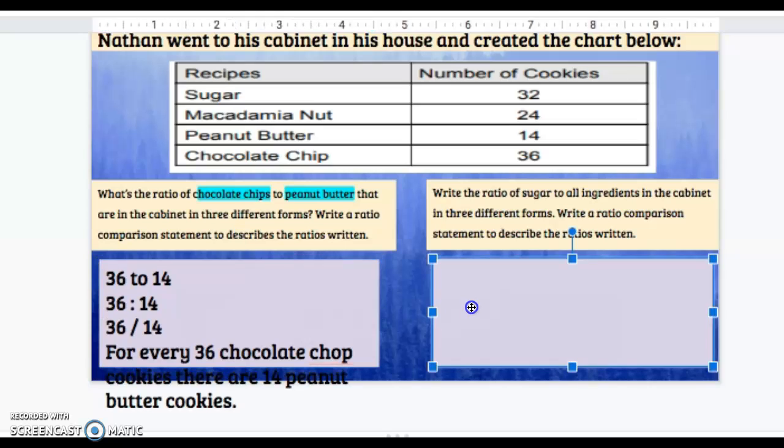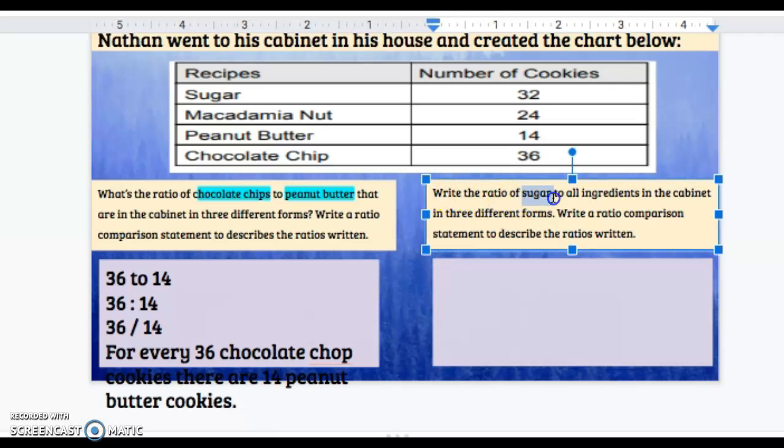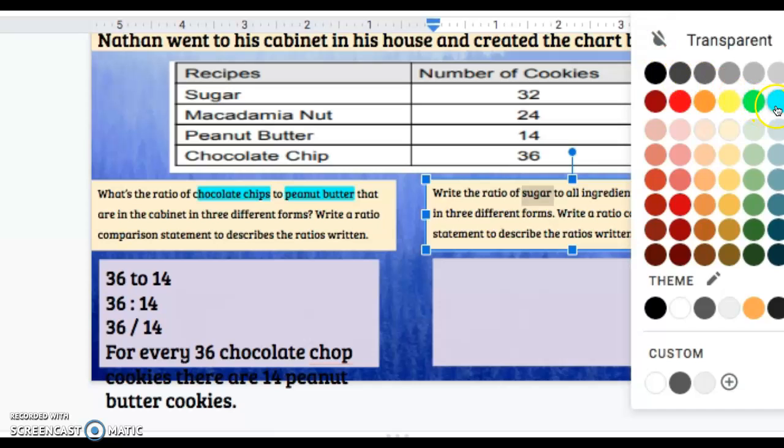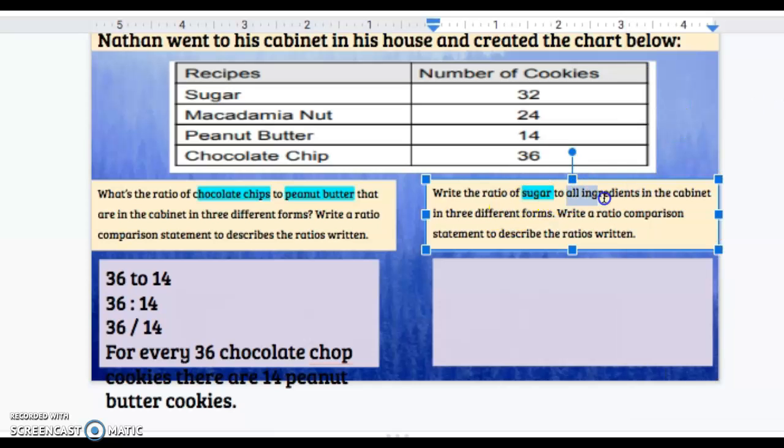Okay? The next one, and it's okay that it went out of the box. I can still read it. The next question for the same chart says, write a ratio of sugar cookies to all ingredients, all our cookies. Okay, so that means on my piece of paper, I'm going to write 32 plus 24 plus 14 plus 36.